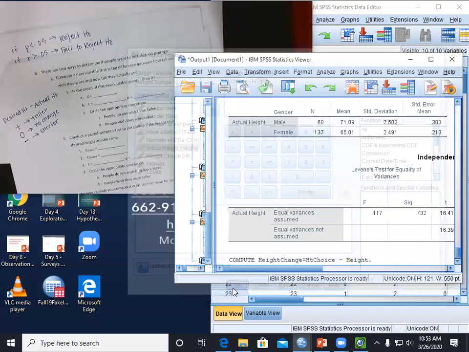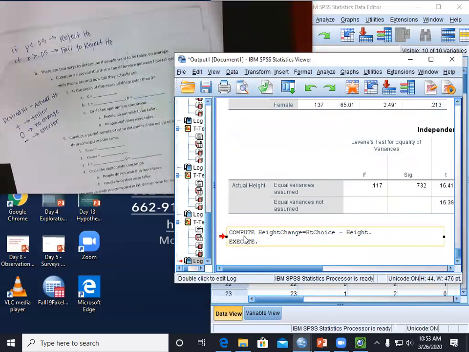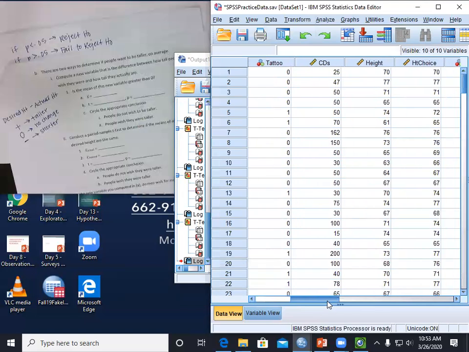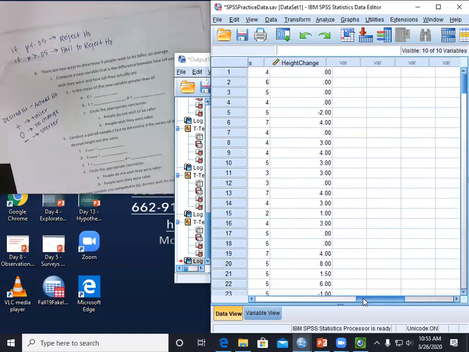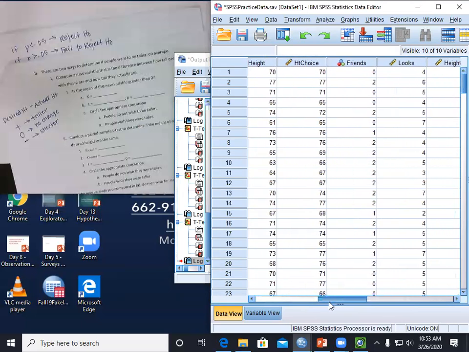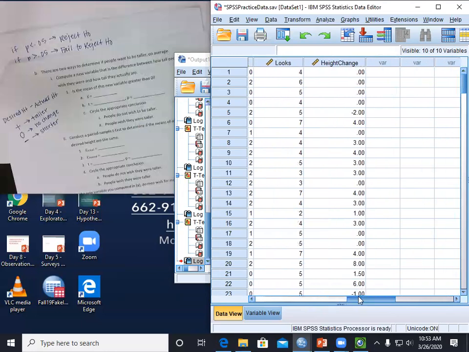And we press OK. Now, the output doesn't really show us anything has happened here. It just shows us that we have asked SPSS to compute this new variable and that SPSS has done it. But if we go back to our data set and scroll all the way to the right, here we see this new variable, height change. So for person number 1, their height and desired height are the same, and as a result, their height change variable is 0.